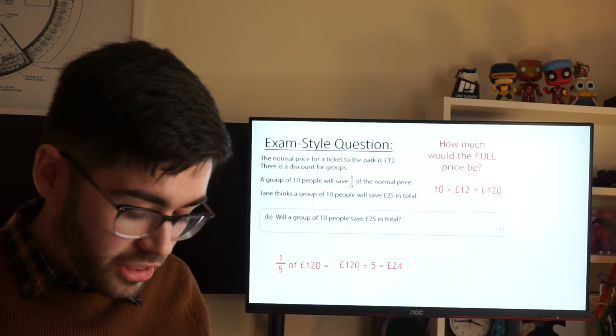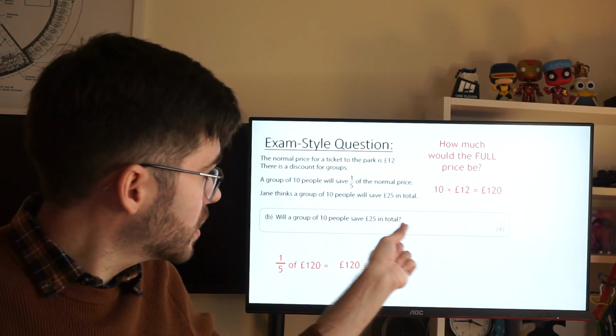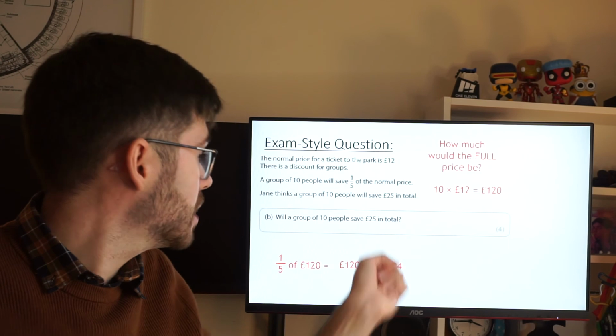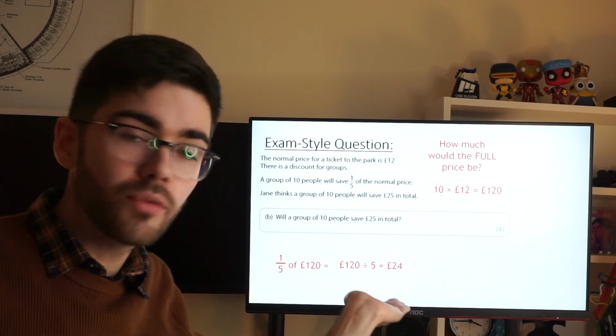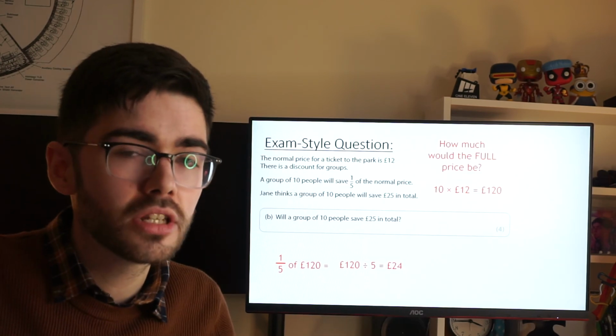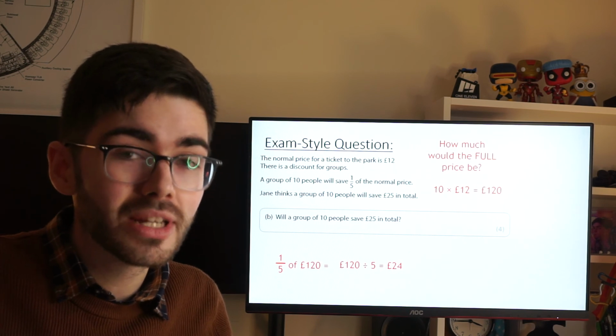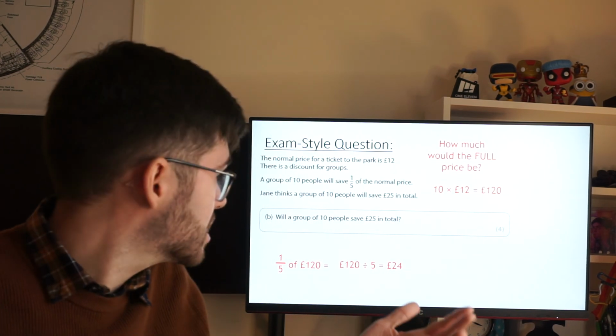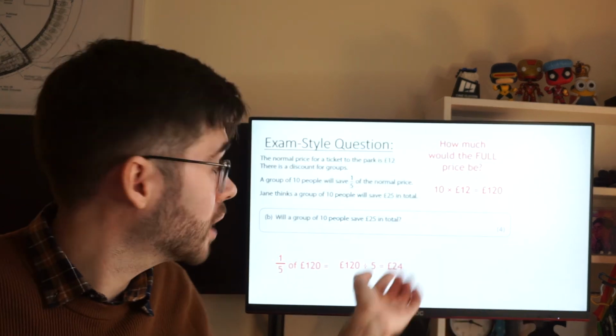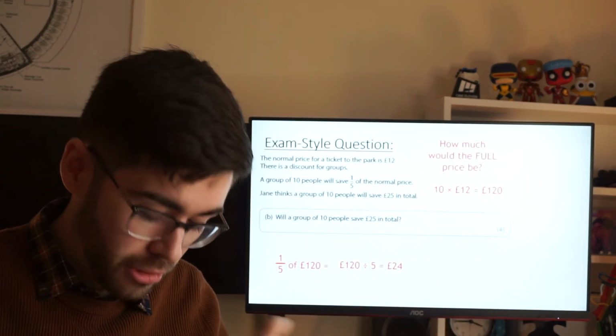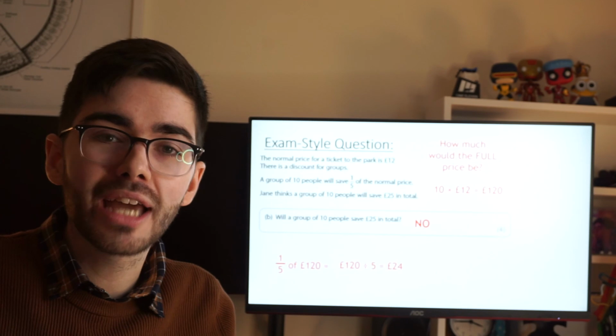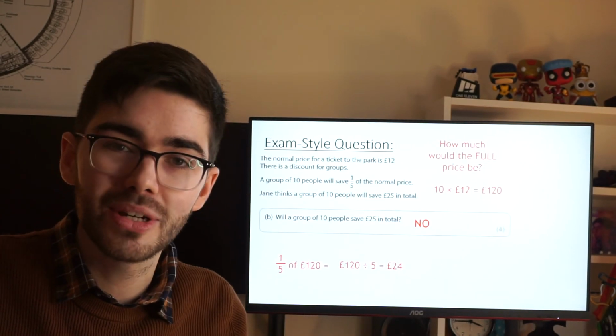Okay? Jane thinks a group of people will save £25 in total. Will a group of 10 people save £25 in total? We've worked out they save 24. So what is the answer to this question? The answer is no, they won't. Jane is incorrect. They won't save £25. They will only save 24. So we have to put no. And then we get all 4 marks to this 4-mark question, okay?